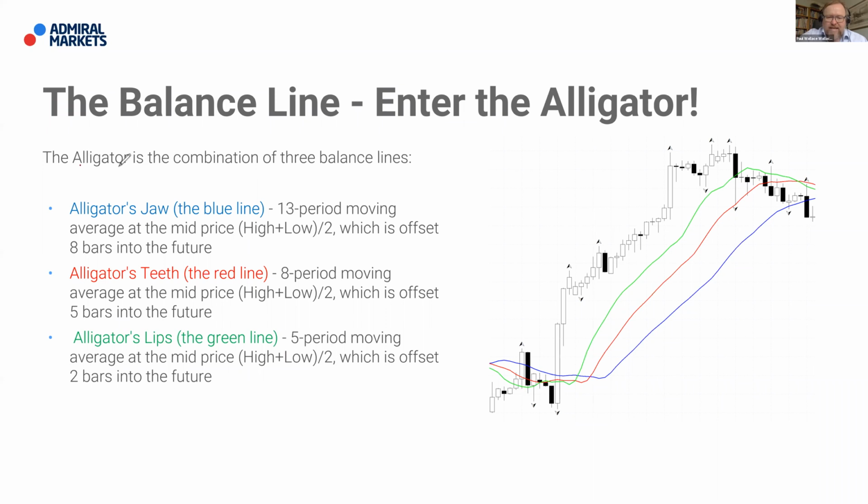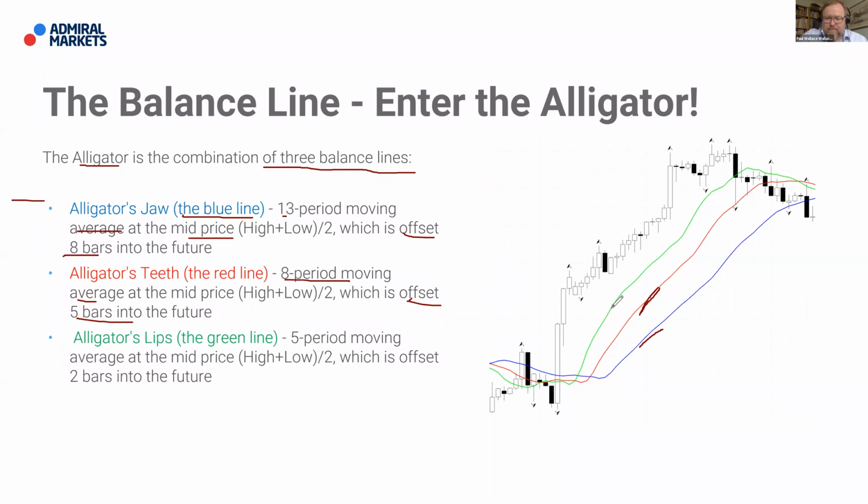The alligator is a combination of 3 balance lines. Remember, we're looking at fractal and balance today. The alligator's jaw is the blue line, which is a 13-period moving average at the mid price, offset 8 bars into the future. The alligator's teeth, the red line, is an 8-period moving average, offset 5 bars into the future.